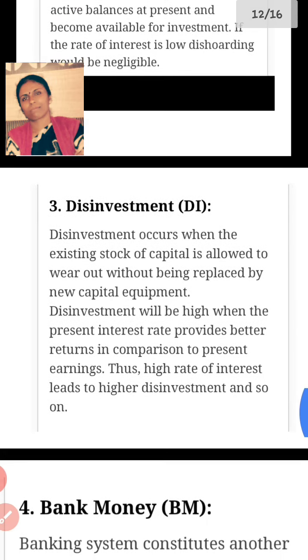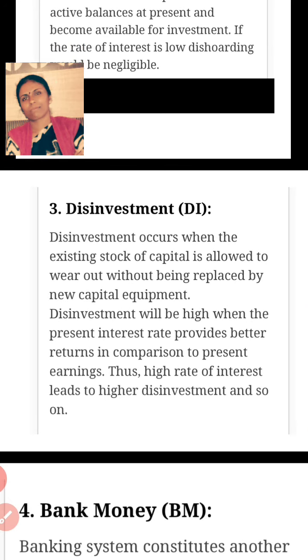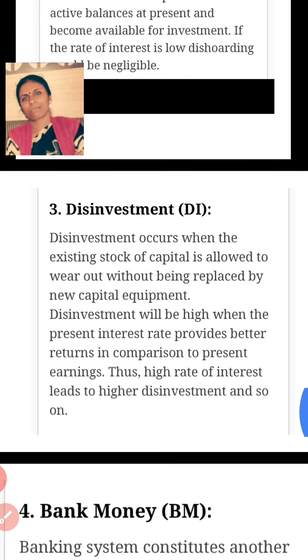And come to the third one, that is disinvestment. Disinvestment is the opposite of investment. It will be high when the present rate of interest provides better returns in comparison to present earnings. Definitely. So disinvestment consists of running down of inventories and the non-replacement of machineries, etc. In such a case, it flows into the market for loanable funds. Disinvestment is higher where the rate of interest is high.